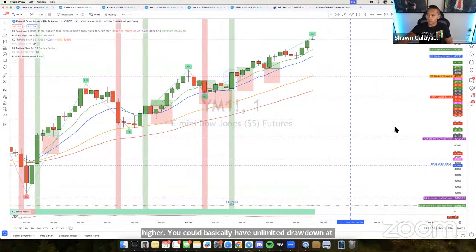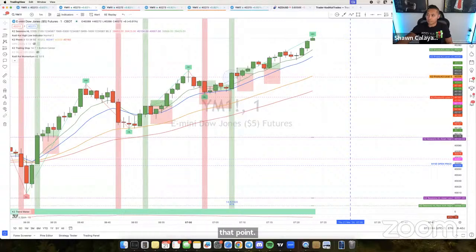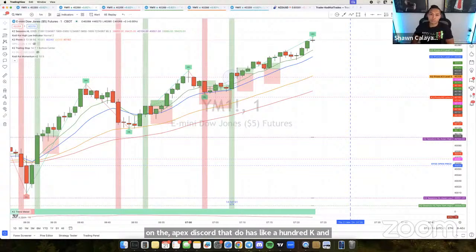Yeah, I've seen a guy. Actually, I met a guy on the Apex Discord. That dude has like 100K in drawdown, which is crazy. He just never withdraws. He's had his account forever and he just never withdraws, so he has basically unlimited drawdown. And then he just withdraws when he wants to. Which, I mean, takes a lot of self-control, in my opinion. I don't think I'd be able to do that, and I don't think I would do that either.